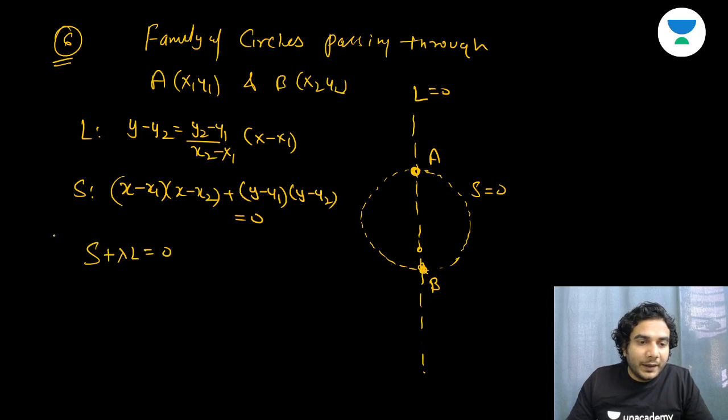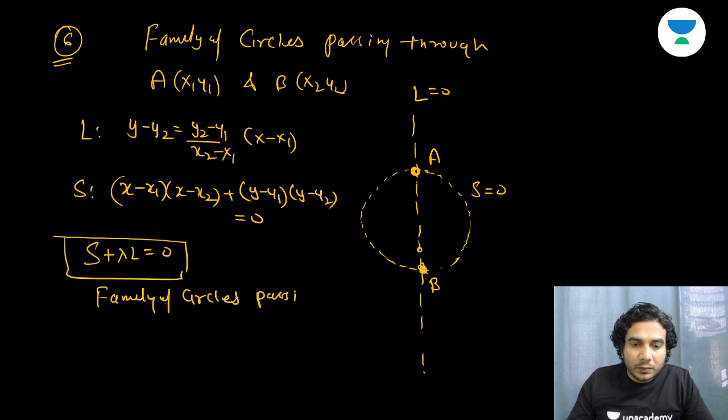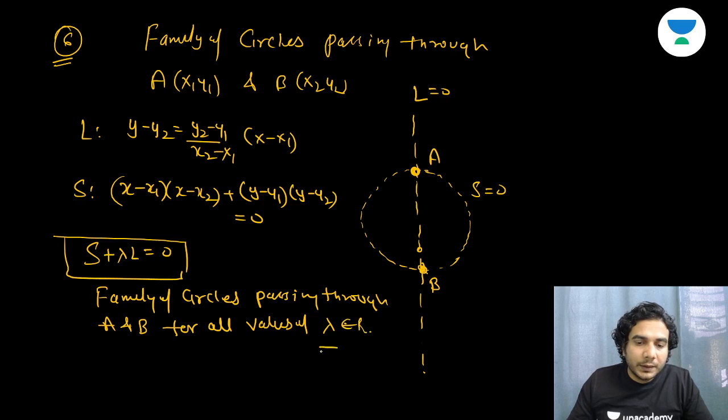Now if I write S plus lambda L, it will represent a family of circles passing through A and B, for all values of lambda belonging to real numbers. So this was the sixth case, all right. Now I've told you most of the cases. Now let's begin some questions based on family of circles, all right.